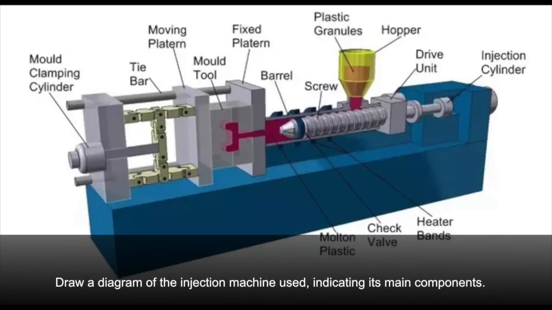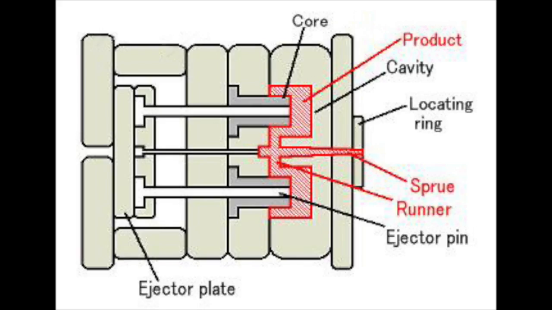Here we can see a diagram of the injection machine. We have the injection cylinder, we have the hopper where we put the plastic granules, then we have the screw where the plastic is melted, the barrel where the plastic is injected to the fixed pattern, then we have the mold, we have the moving pattern, the tie bar, and the mold clamping cylinder. Also we have the injection cylinder that moves the drive unit.